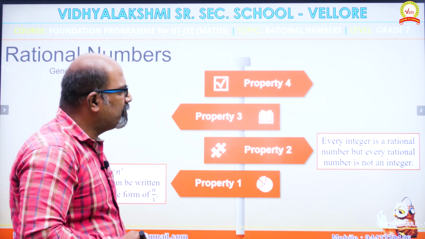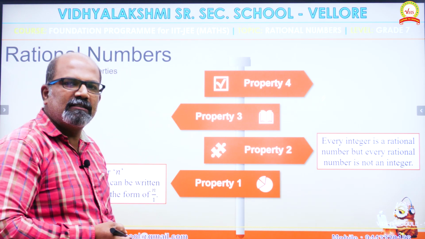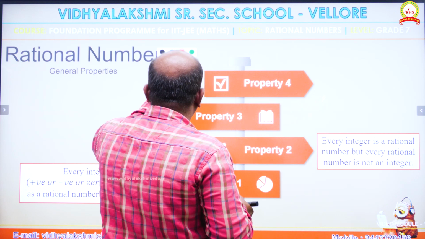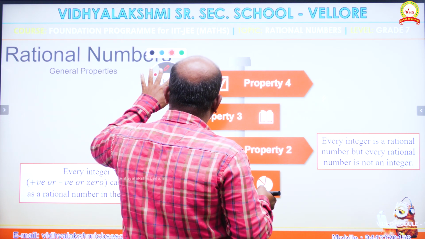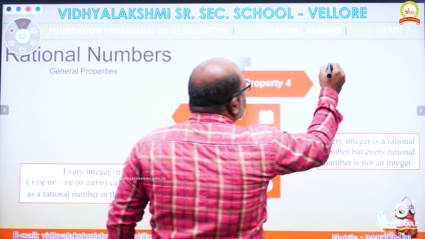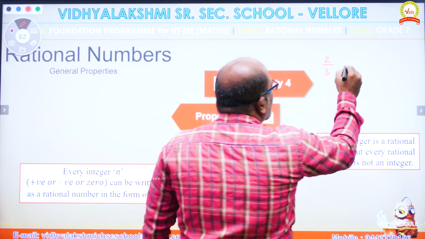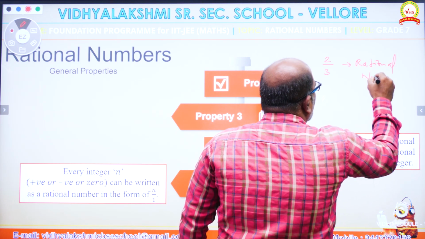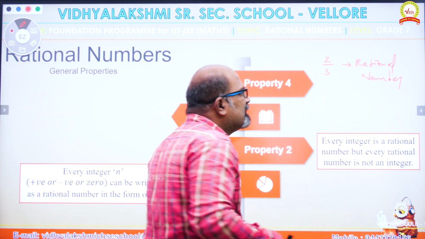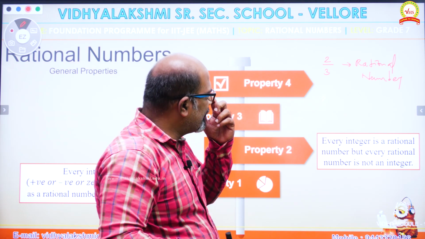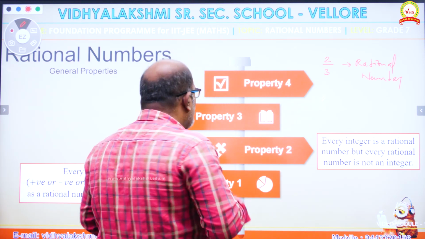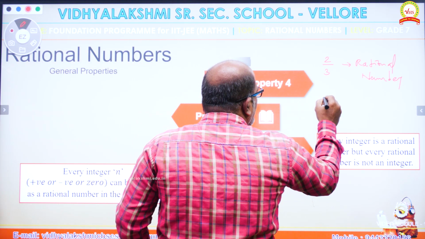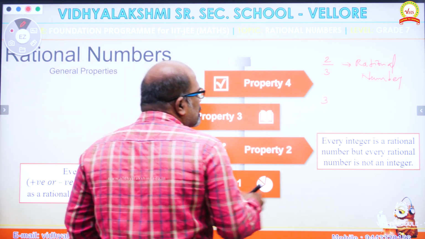Every integer is a rational number, but every rational number is not an integer. Yes, definitely. Let me take a rational number as an example: 2 by 3 is a rational number. This can be called a rational number alone. But can you call this an integer? No, it is not possible to call this an integer. But see, when I take the integer 3, this 3 is called an integer.